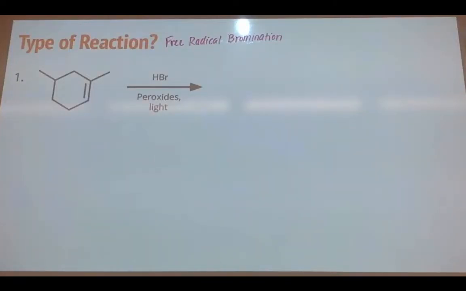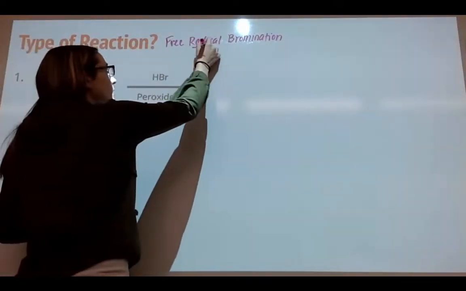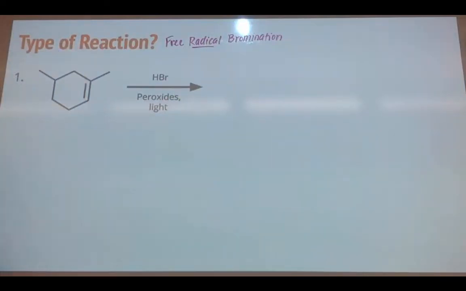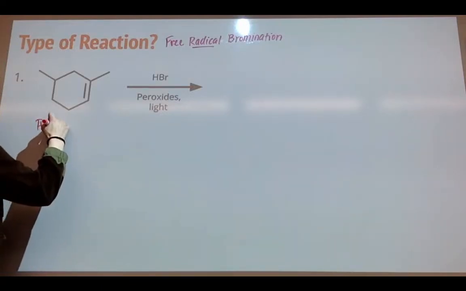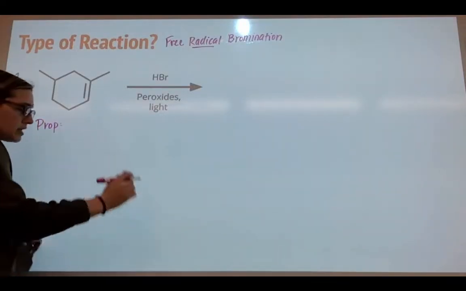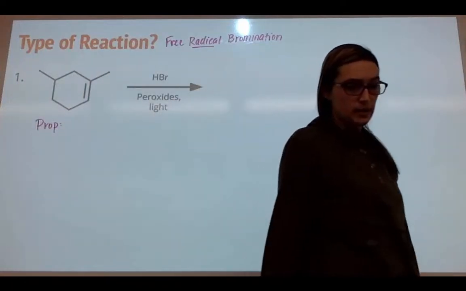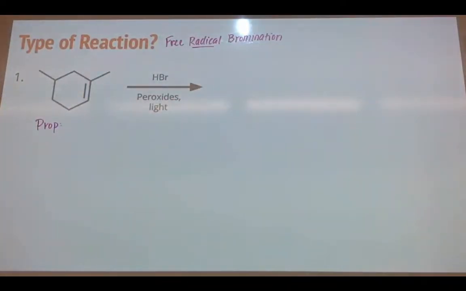Free radical bromination, so radicals are different. We're not dealing with carbocations, we're dealing with an odd number of electrons. When we look at the mechanism, all we're going to worry about is the propagation step. We're not worrying about initiation.